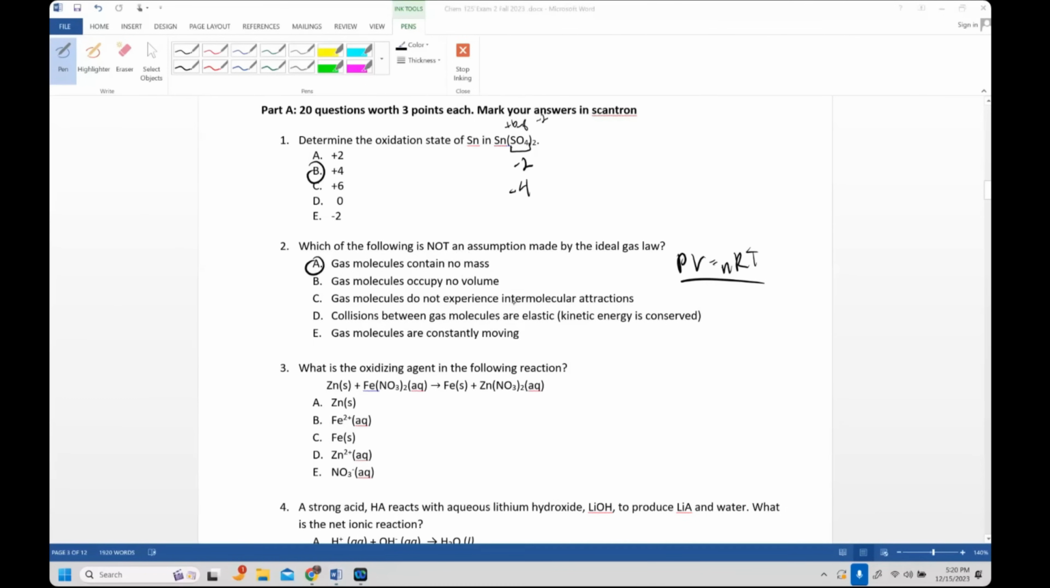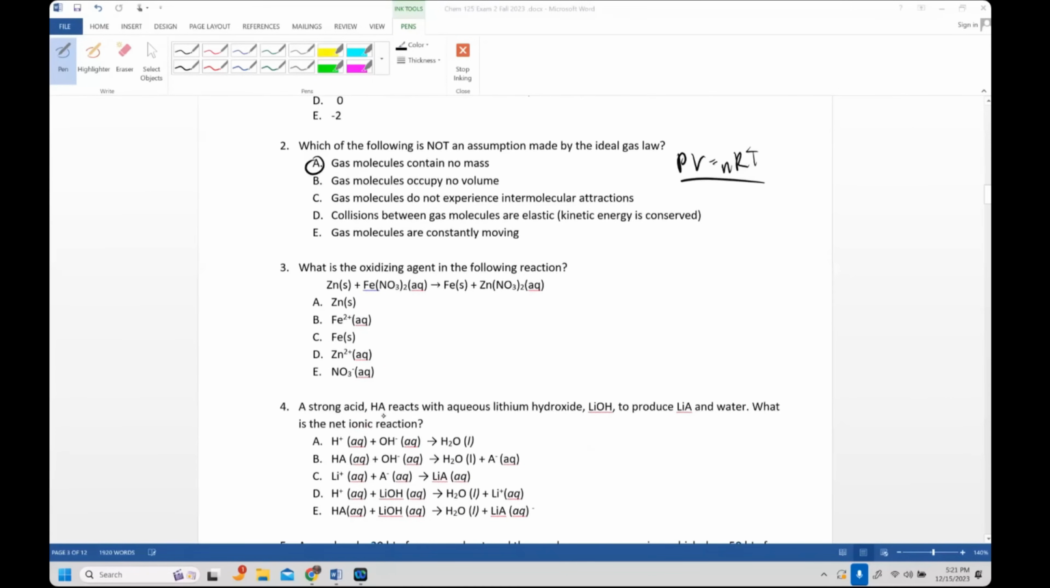This is true. We say that their collisions are elastic. They bounce off each other completely. And it's the same thing for D, that they're elastic and they're constantly moving. We say all these things with the kinetic molecular theory of gases. So the correct answer is A. This is not a correct assumption.